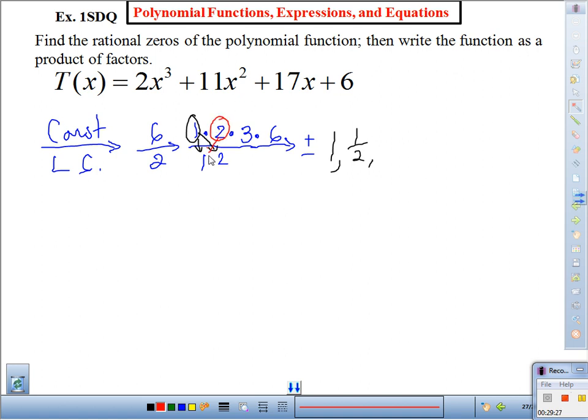2. What is 2 divided by 1? 2. What is 2 divided by 2? Everyone? 1, but we already have it, so we don't need to rewrite it. So we're done with that. Let's go to the next one. 3. What is 3 divided by 1? 3. What is 3 divided by 2? 3 over 2. And the last one. What is 6 divided by 1? 6. And what is 6 divided by 2? 3, and we already have it here. Do we know what to do from there?